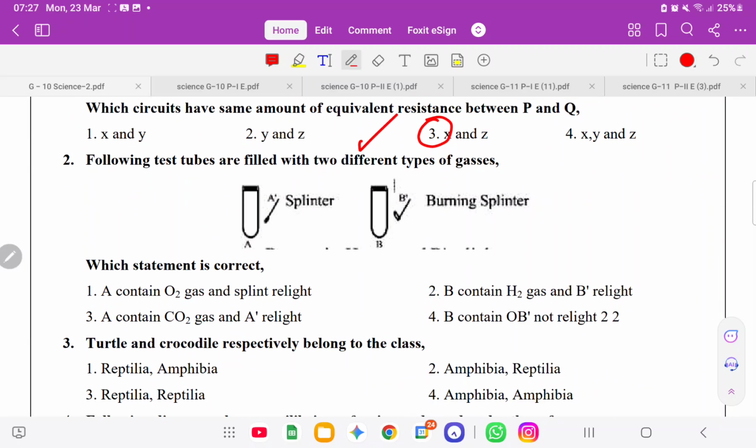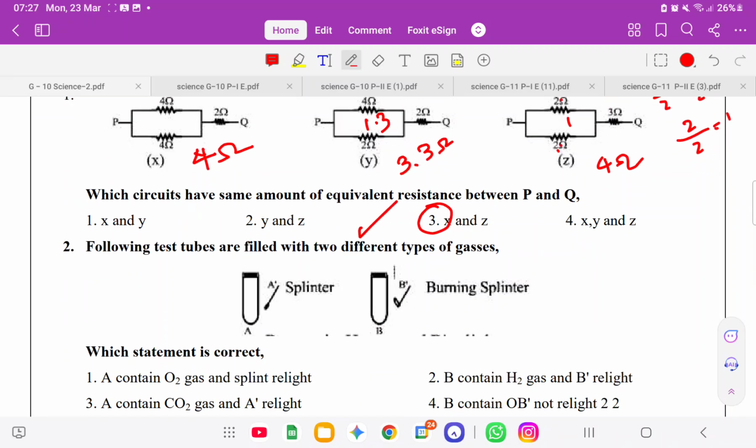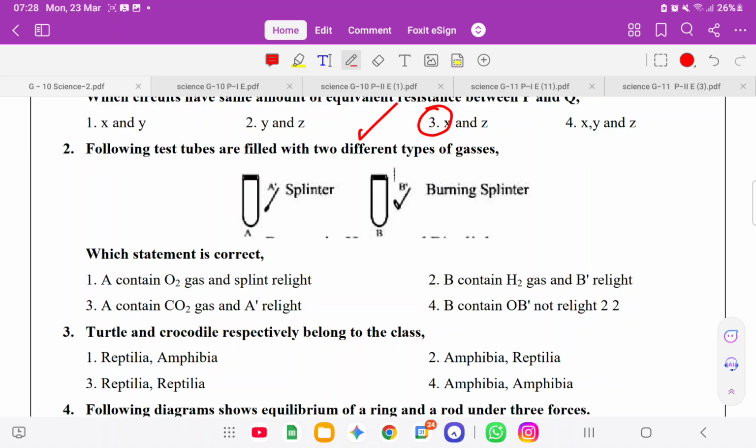Second one: following test tubes are filled. Just do the calculation for each one and get the answer. As a note, you need to do that. Then second one, following test tubes are filled with two different types of gases. First one: A is a burning splinter, B dash. A contains oxygen gas and the splinter relights.